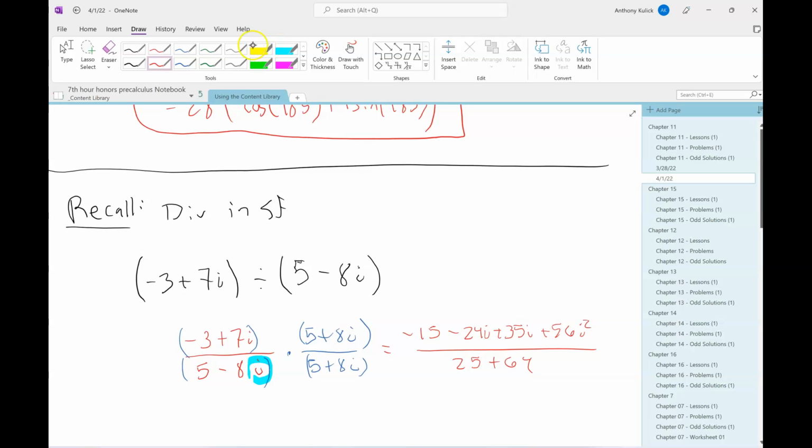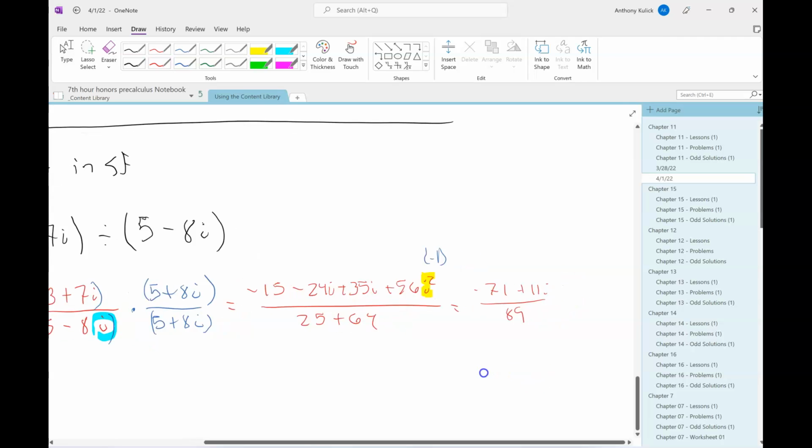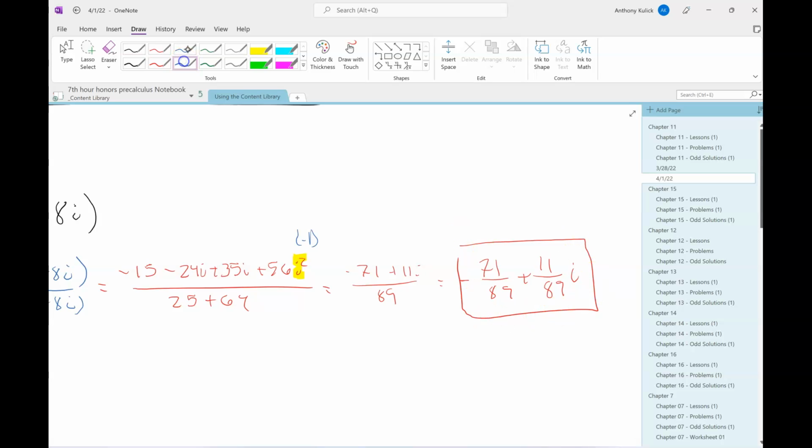So anyways, continuing on. In the numerator, notice that we have an i squared. What's i squared? Negative 1. So negative 15 and negative 56 is negative 71. And then negative 24i plus 35i is 11i over 89. And really, if we want to be precise about this, the way you'd want to write this would be as two separate fractions, so it's really clear that we have a plus bi.